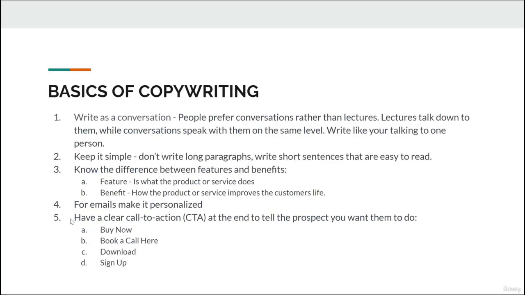So here are the basics of copywriting. Number one, whenever you write something to someone, you want to write it as a conversation. People prefer conversations rather than lectures, right? Lectures talk down to them, while conversations speak with them on the same level. To write as a conversation, all you want to do is write like you're talking to one person. So if you're writing an email to someone, but you're really sending the email out to a bunch of people, you just want to make the email sound like it's going to that one person, not to a bunch of people.